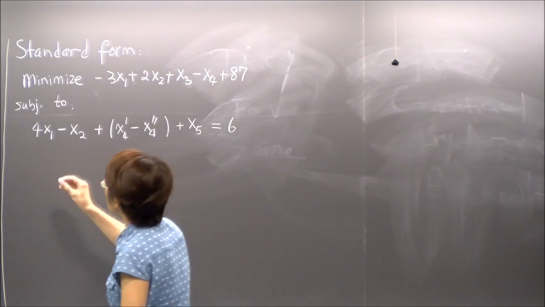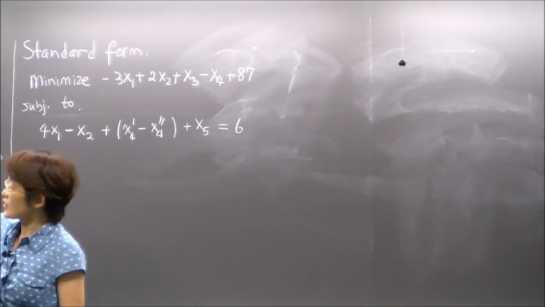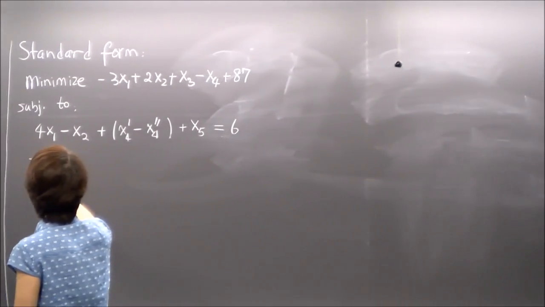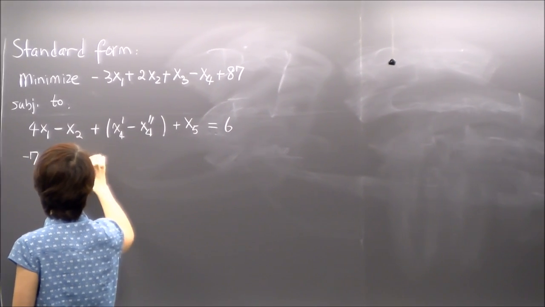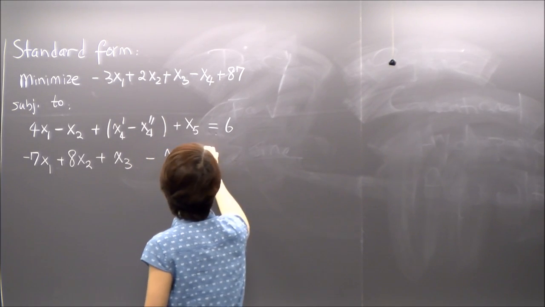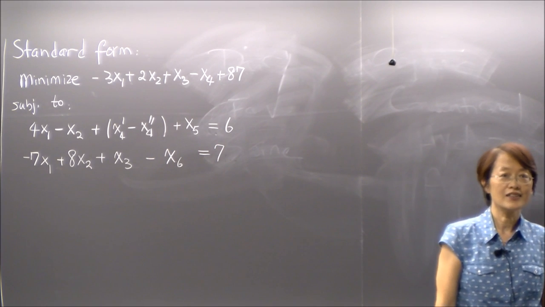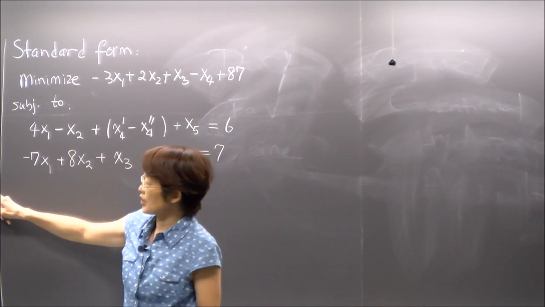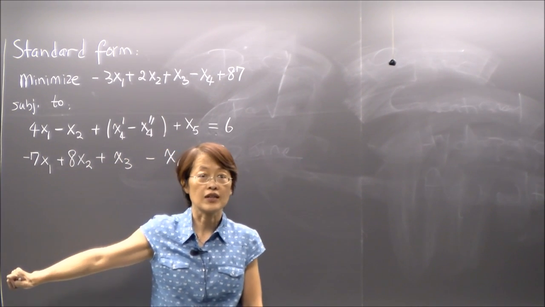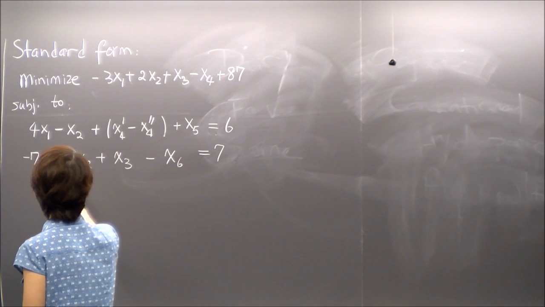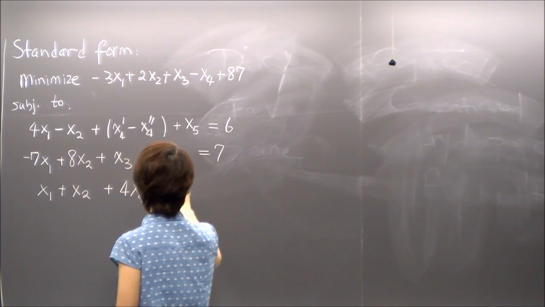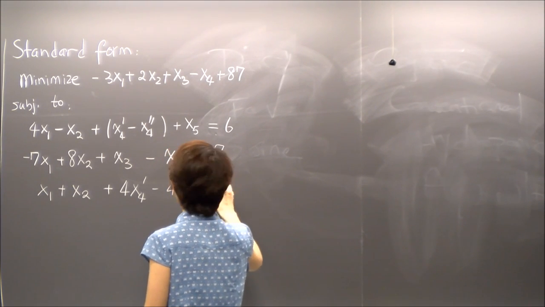Okay? Second equation. Looking at it, there's no x4 on the left-hand side, so all we need to do is add the slack variable. So I'll copy down negative 7x1, 8x2, x3. I need to subtract a new slack variable, x6, equals 7. Okay? And the next one is unchanged. I keep this equation, but I spot x4 in it. I need to change that into the artificial variables that I introduced. So I have x1, x2, plus 4 times that, so 4x4 prime minus 4x4 double prime, that equals 12.